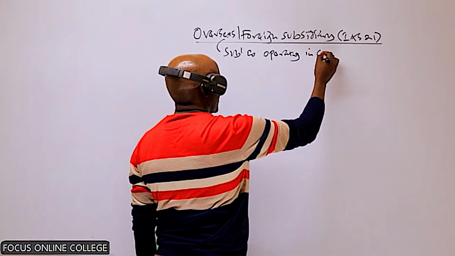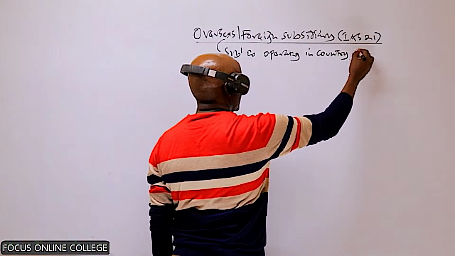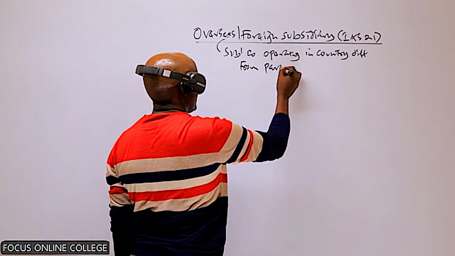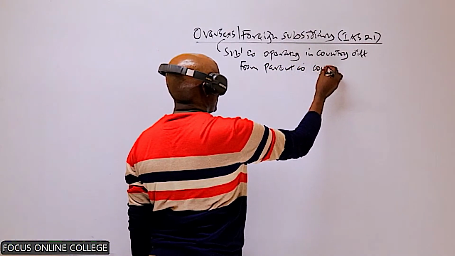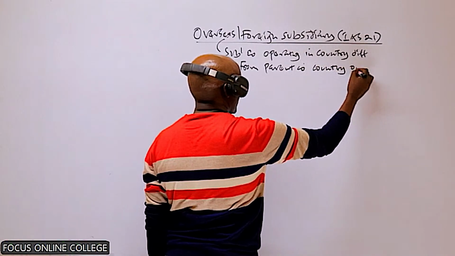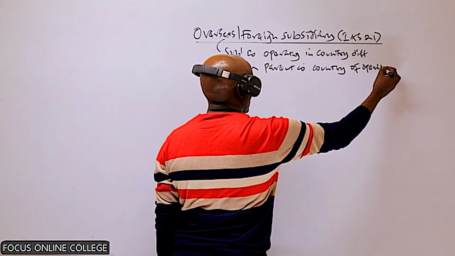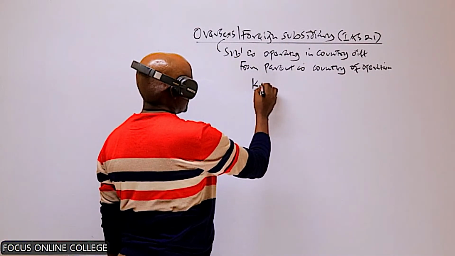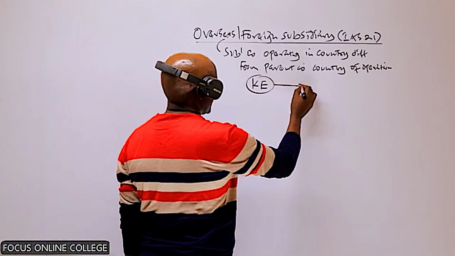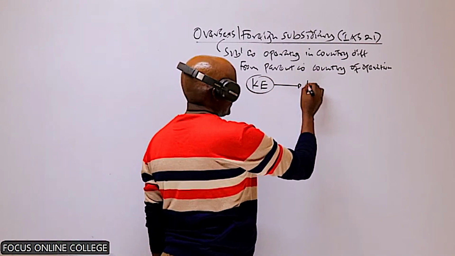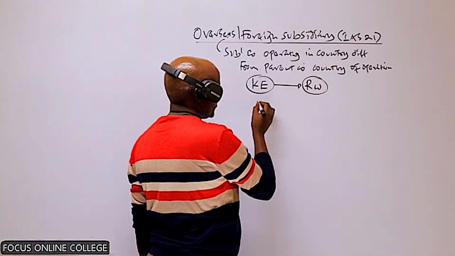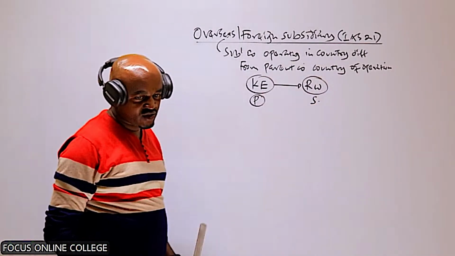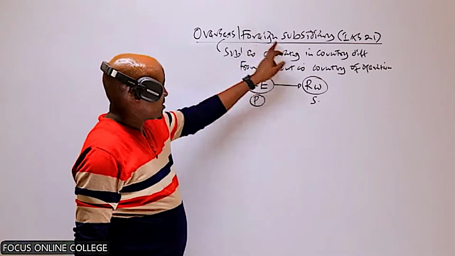So therefore, this is a subsidiary company which is operating in a country different from the parent company's country of operation. For example, in this case, we may be told that a company which is operating in Kenya has acquired a subsidiary which is, for example, operating in Rwanda. So the parent company is operating in Kenya, the subsidiary is operating in Rwanda. So this is a foreign, or overseas, subsidiary.